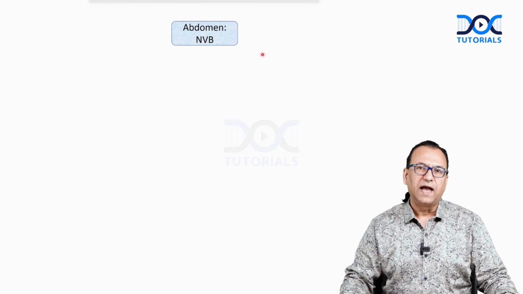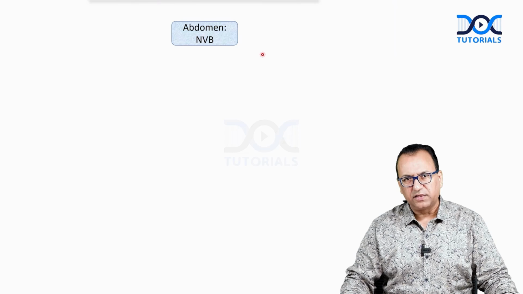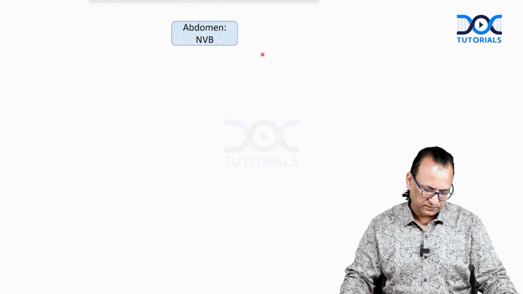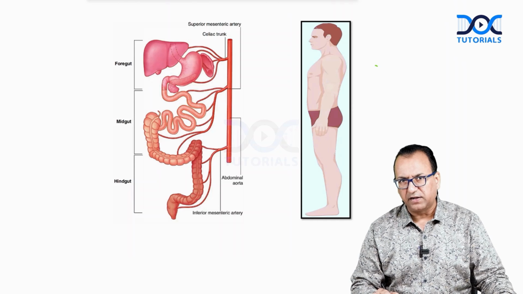Neurovascular bundle in the abdomen region. We are going to draw a diagram discussing the nerves and the arteries supplying the abdominal region, the various viscera. But first, let us have an overview. This is a side view of the developing baby, and we are comparing it with the adult.